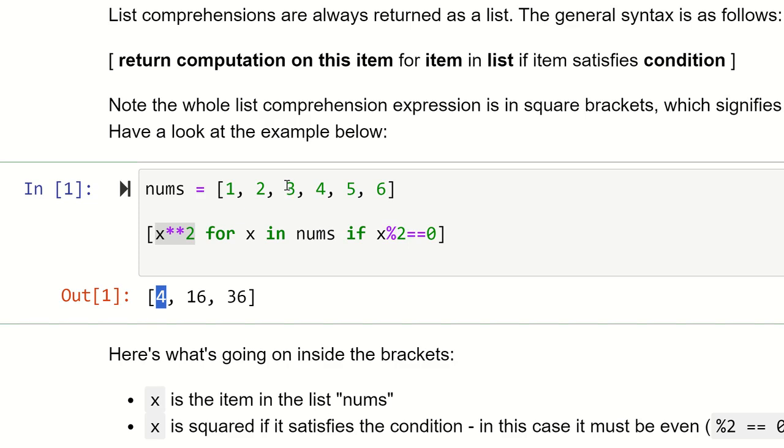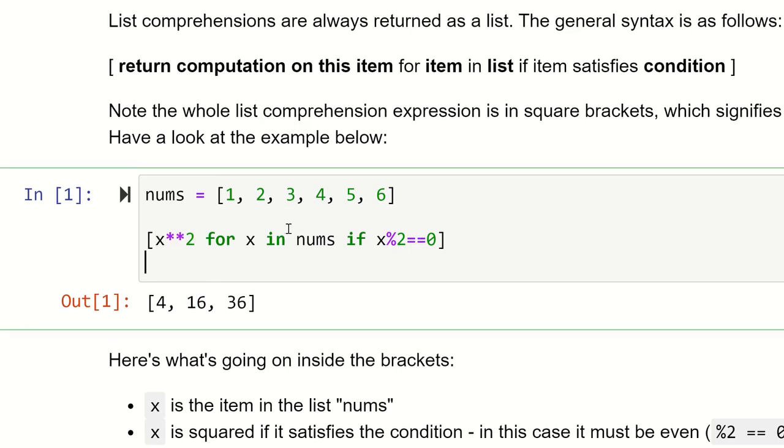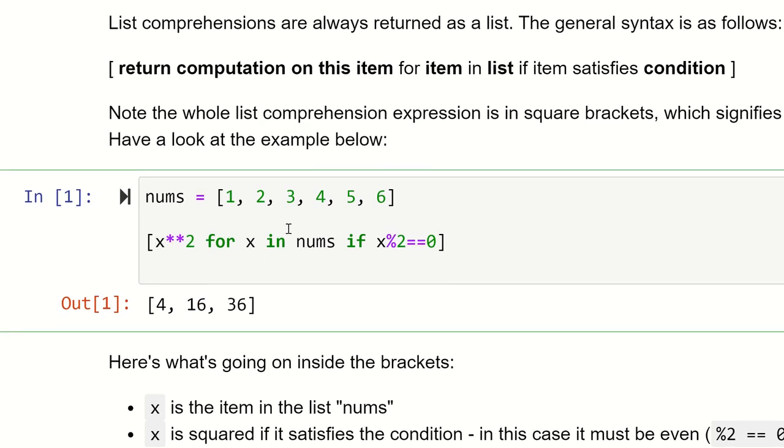Then it moves on to the next element, which is 3. Now it checks this condition on 3. What's the remainder when 3 is divided by 2? Is it 0? The answer is no. So Python drops 3 and moves on to the next number, which is 4. When 4 is divided by 2, will I get a remainder of 0? Yes, I will. And then Python computes the square of 4 and gives the answer as 16, and so on and so forth. So this is how to write list comprehension in a typical scenario.